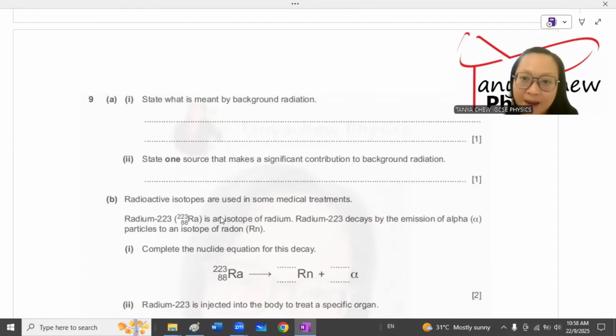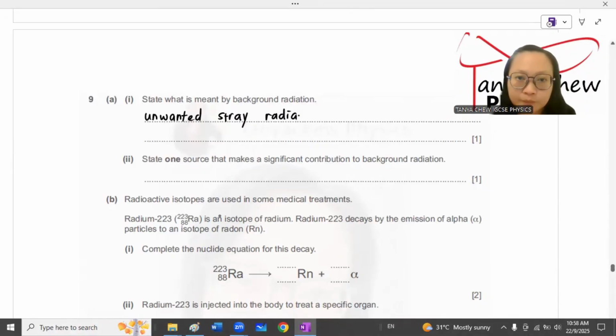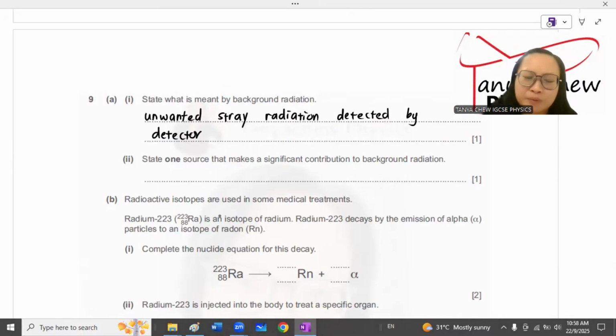What is meant by background radiation? Background radiation means unwanted, stray or random radiation detected by a detector. And the second part, state one source that makes a significant contribution to the background radiation. Maybe buildings, rocks, or the food that you consume.